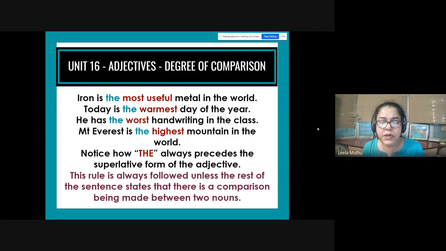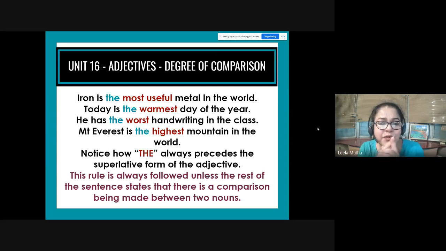He has the worst handwriting in the class. Now, believe me, I've seen so many different types of handwriting, really good handwriting, better handwriting, the best handwriting, okay? But he has the worst handwriting in his class, okay? Mount Everest is the highest mountain in the world. There are so many mountains, but Mount Everest is the highest of all the mountains in the world.